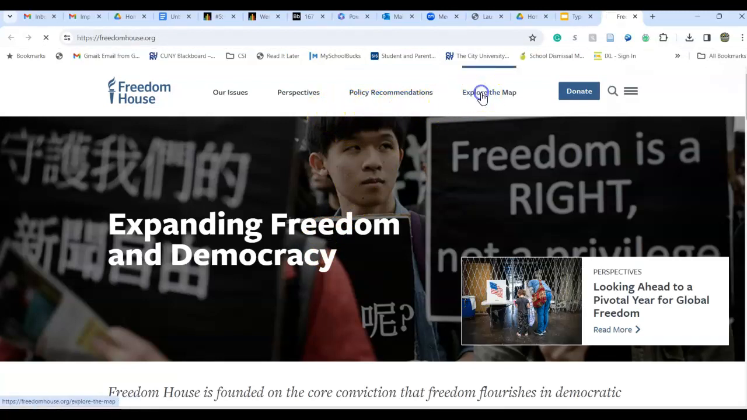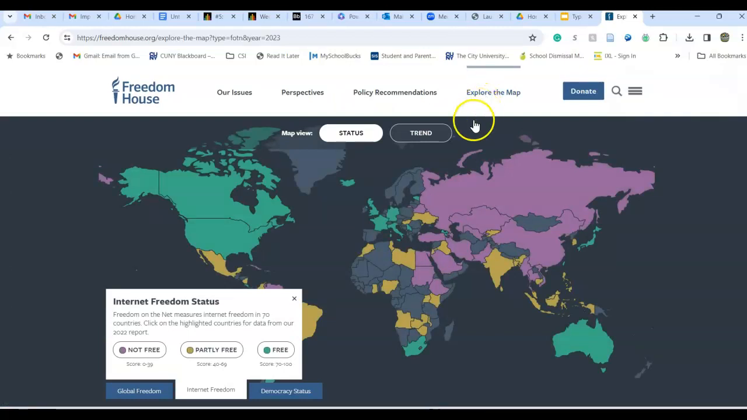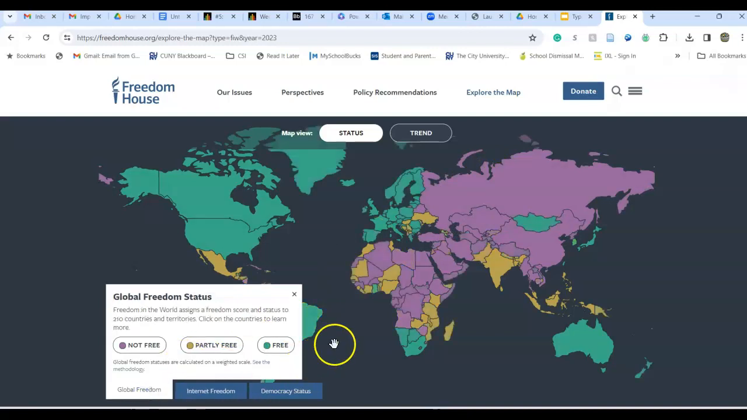And then they publish this map, which is updated all the time. You can see for every country around the world, this is a 2022 report, that some countries, like Russia, are not free. I'm sorry, this is the internet freedom. Let's look at the global freedom. Still, Russia is not free, and some countries like the United States are free, in green.